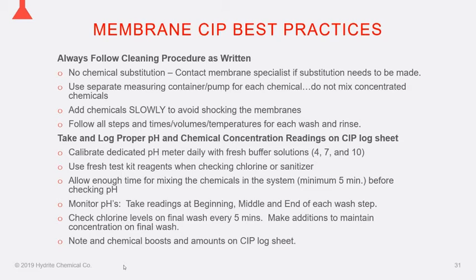And then, of course, with the cleaning procedure, make sure as part of your checks you're verifying that all times, volumes, and temperatures, all the wash parameters, are being met for each wash and rinse. That's troubleshooting and auditing 101. They also have to make sure that the operators, and as an account manager you're verifying this, are taking and logging all of their proper pH and chemical concentration readings during CIP on the proper log sheet.